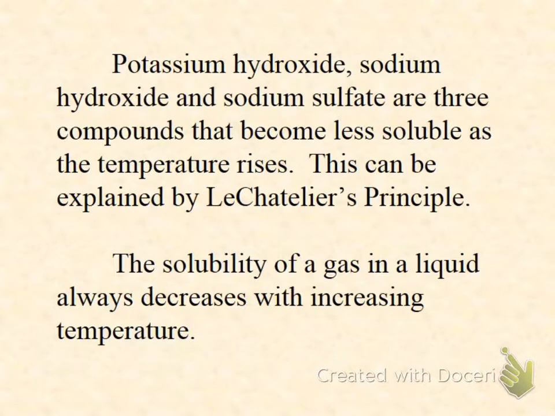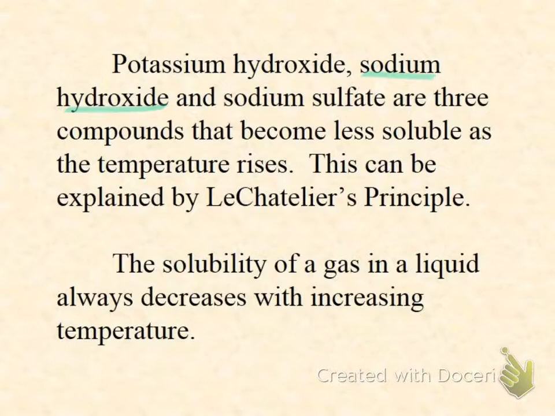So if you notice on that chart, potassium hydroxide, sodium hydroxide, and sodium sulfate are three compounds that actually become less soluble as the temperature rises. And that's explained by Le Chatelier's principle, which we talked about in Chem 1, but we'll talk about it when we get to equilibrium. I will tell you that these are all very exothermic, okay? Sodium hydroxide, when I make solutions of that, it produces a ton of heat. It gets really, really hot, okay? And so that's an exothermic solution. So as I heat up the water, it's going to dissolve less because the temperature is rising, okay?